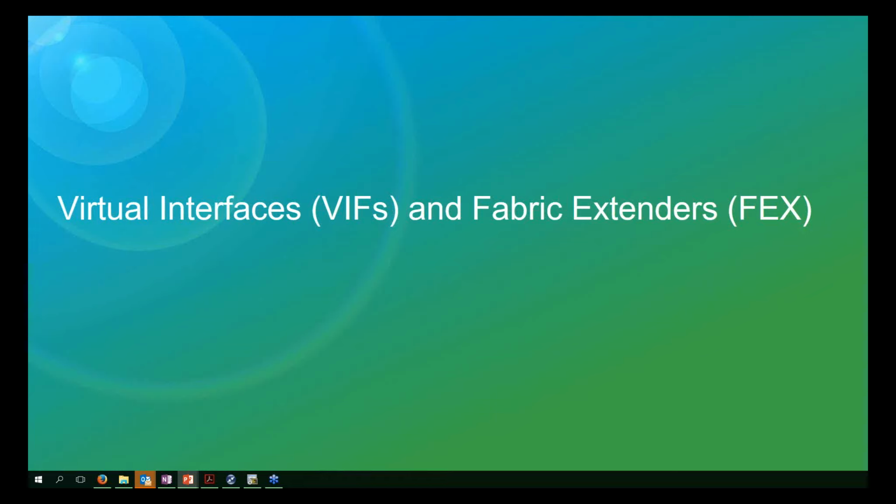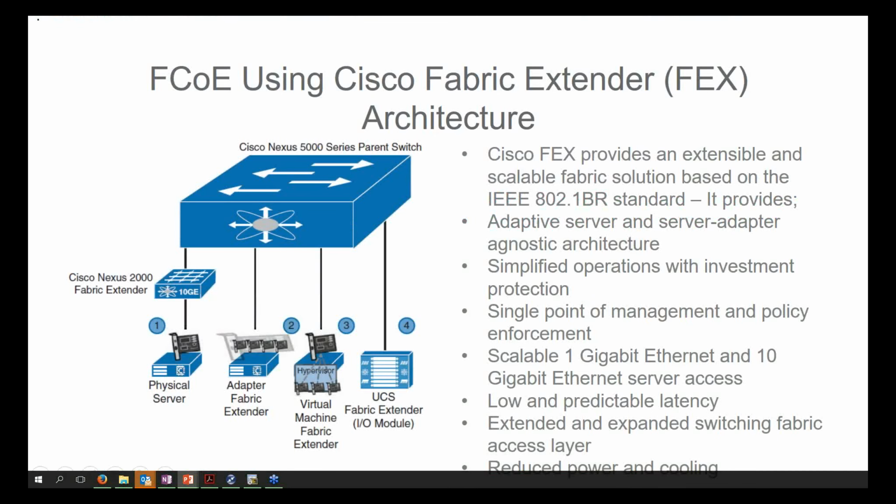And virtual interfaces and fabric extenders. So the fabric extender architecture with FCoE, the FEX provides an extensible and scalable fabric solution based on the IEEE 802.1BR standard. It's a bridging standard. It provides an adaptive server and server adapter agnostic architecture. It simplifies operations with investment protection. It provides a single point of management and policy enforcement. Scalable 1 gigabit Ethernet and 10 gigabit Ethernet server access, low and predictable latency, extended and expanded switching fabric access layer, and reduced power and cooling.